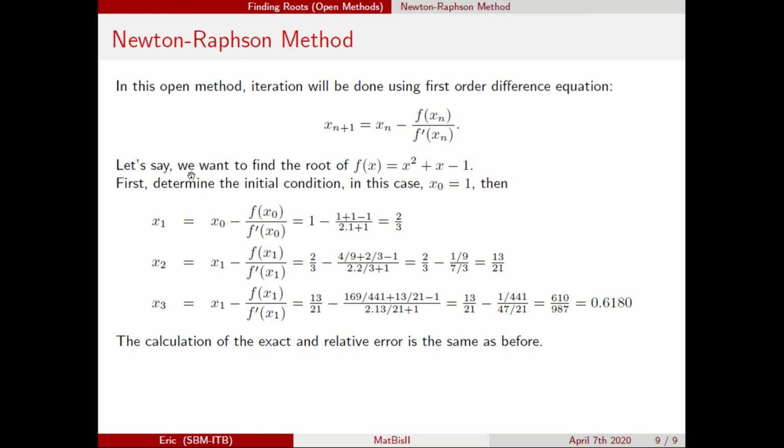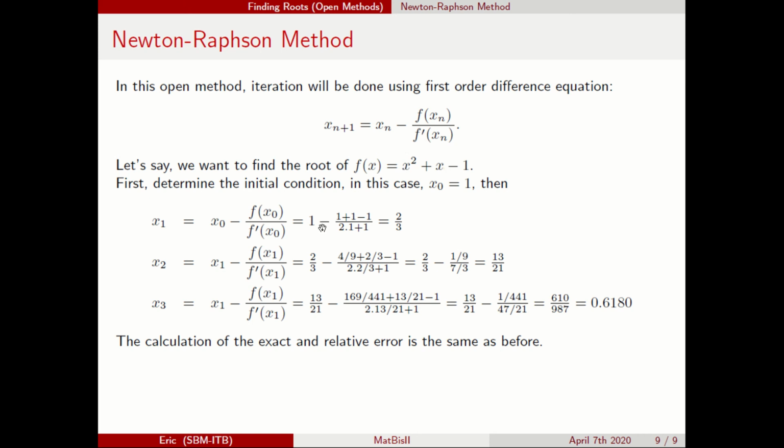Let's say we want to find the root of x squared plus x minus 1. Maybe you have the initial condition x0 equals 1. Then you have x1 is x0 minus f at x0 divided by f prime x0, that is the derivative of f at x0. So if fx is this, what is f prime x? The derivative of this with respect to x is given by 2x plus 1.